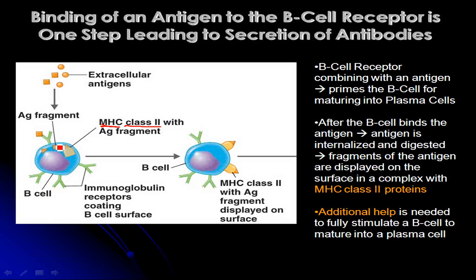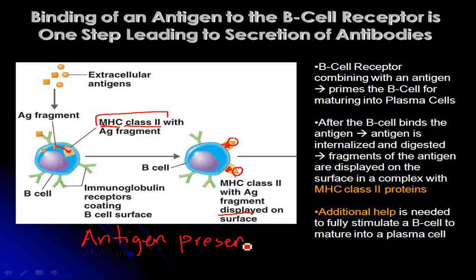Okay, so these little antigen fragments, little pieces of the antigen that came inside the B cell, form a complex with MHC class 2 proteins, and then the B cell takes those MHC class 2 proteins with the little antigen pieces on them and displays those on its surface. That's called antigen display or antigen presentation. The B cell is presenting the antigen on its surface.